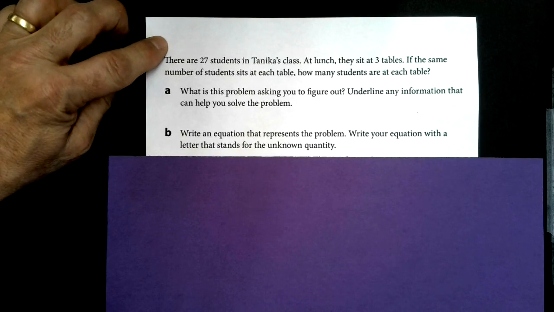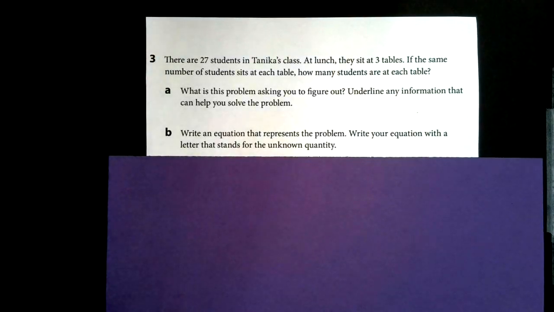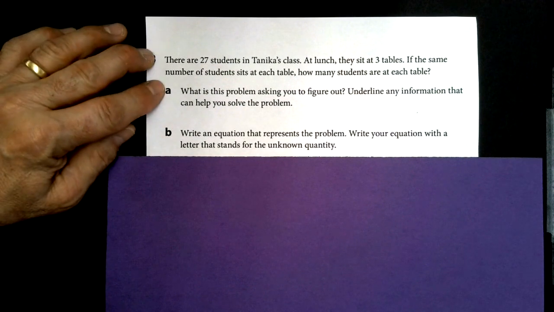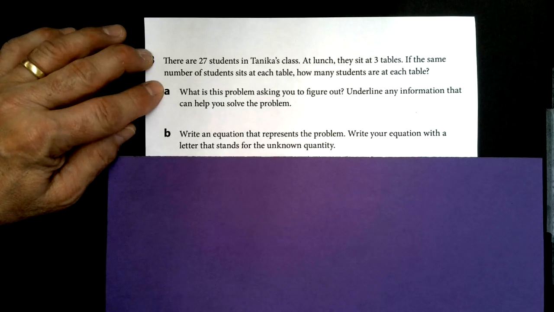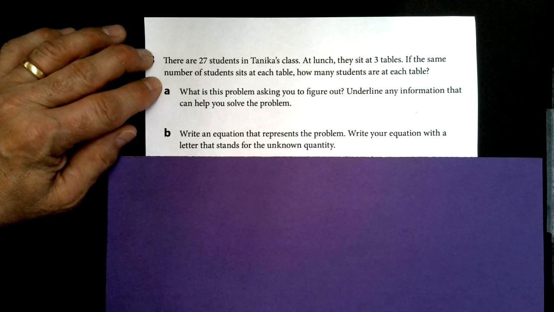Write an equation that represents the problem. Write your equation with a letter standing for the unknown. So let's TTQA that. Remember, I think if I take that, how many students are at each table, I at least need to have the words students are at each table in my answer. Remember, you can put almost any letter for that unknown. You're just putting something there to take the place of it until you have an answer.